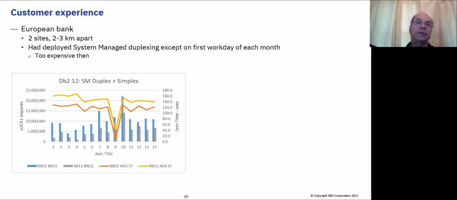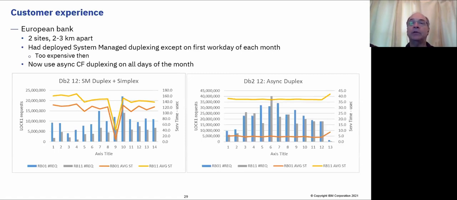And then the more yellow of the two lines represents the remote system coming to the primary lock structure, or in this case, the simplex lock structure, and it's getting in the order of 40 microseconds. That's because it's 2 or 3 kilometers away. The blue and gray bars indicate the number of lock requests. So you can see that the number of lock requests tend to start peaking around the first day of the month. But in general, they're doing okay. They're getting pretty consistent behavior other than the first day of the month, and then it behaves like simplex. When async duplexing became available, they now use it every day of the month.